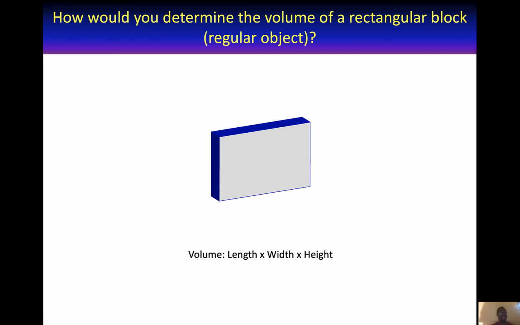And I also know the formula used to find the volume of a rectangular block, which is length times height times width. So once I measure my width, my length, and my height, I multiply the numbers together and also multiply the units, and then get my volume. So once I have the volume of my rectangular block and I know its mass, I divide my mass by volume, and that gives me the density of my rectangular block.